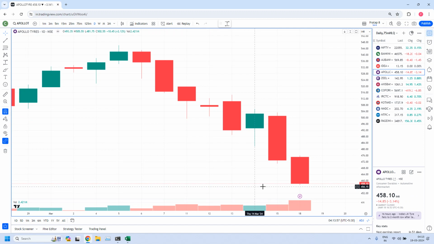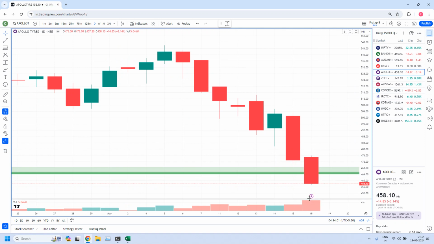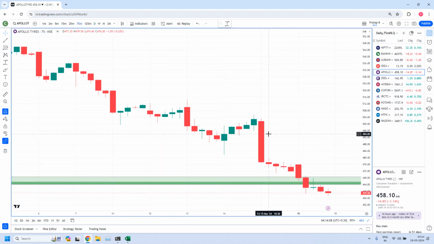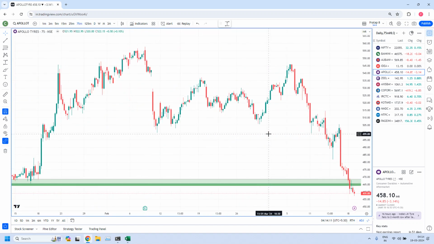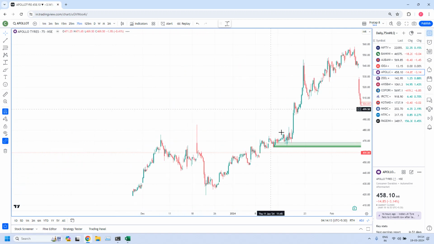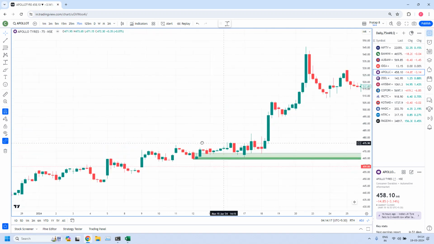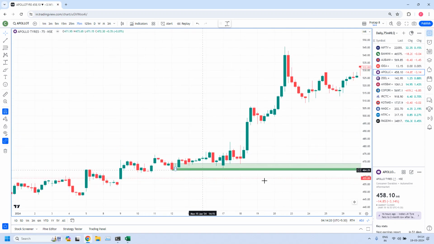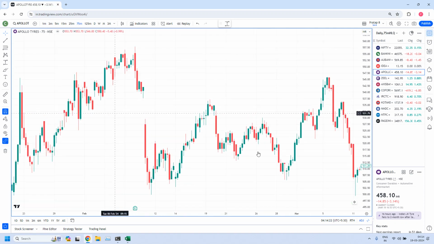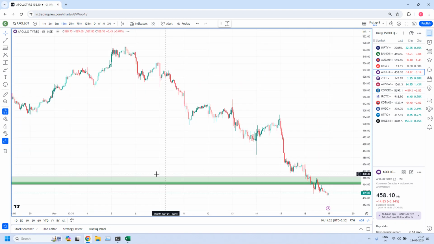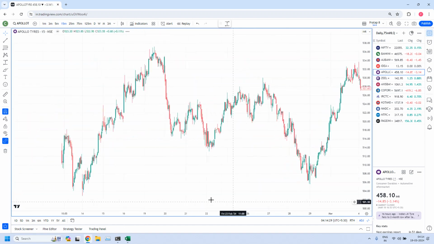And Apollo Tyres, very interesting. See, today it is violated. But we know this zone will be violated. The reason is we already fine-tuned this. This is a drop-base-rally. This is a 75-minute zone. It's not a daily zone. It is a 75-minute zone. Inside 75 minutes, we fine-tuned with 15. First, let us look into that.